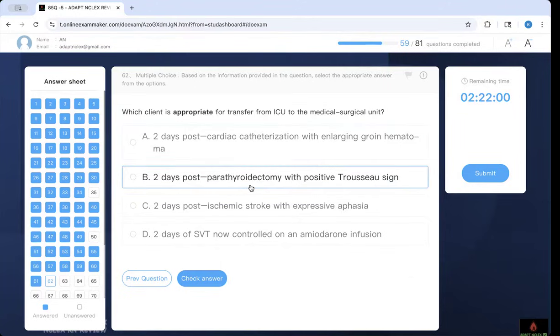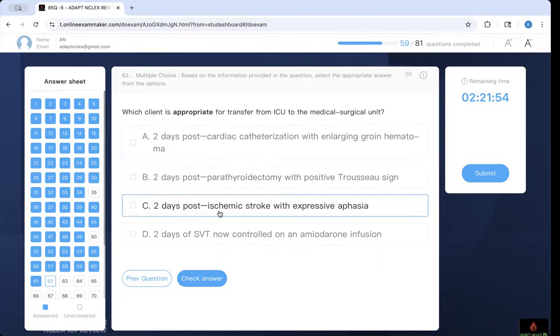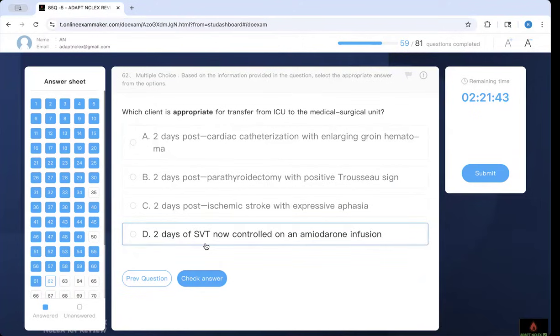2 days post-parathyroidectomy, they remove the parathyroid and he has a positive Trousseau's sign, like I told you. 2 days post-ischemic stroke with expressive aphasia. He's still talking but having an issue with expression. 2 days with SVT, now controlled on amiodarone infusion. Who is ready to go? Who do you think is ready to go?